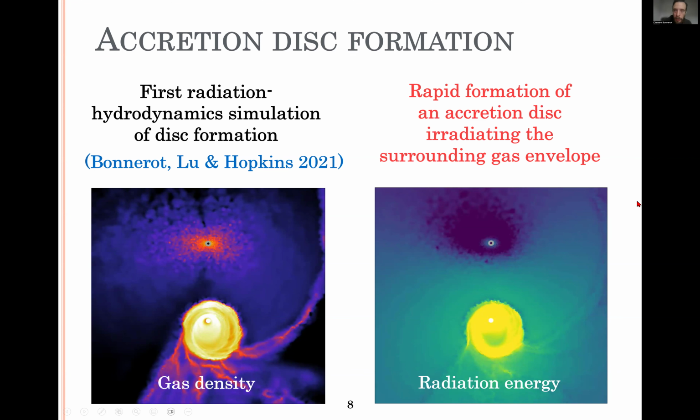So here the main takeaway is that we find rapid formation of an accretion disk, and the radiation emitted from the shocks leading to this process irradiates a large scale surrounding gas around the accretion disk.